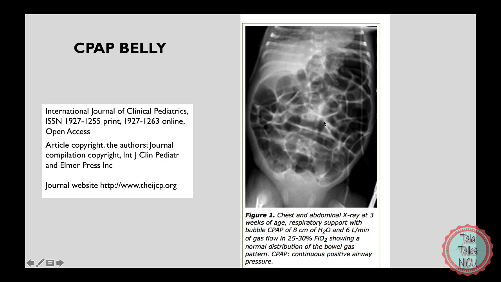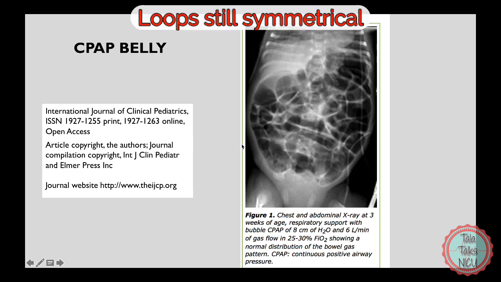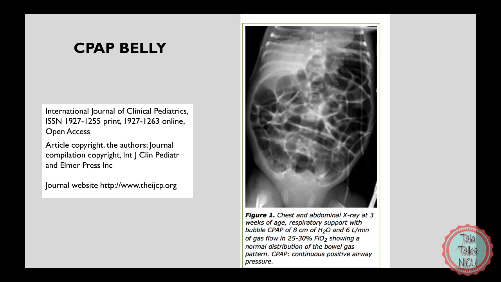But again, you see that these loops, even though they're larger than the normal bowel loops on the normal X-ray, they're all still very symmetrical. There isn't one huge loop that's bigger than the others, and they're all still that similar polygonal shape, just making a much larger mosaic here.